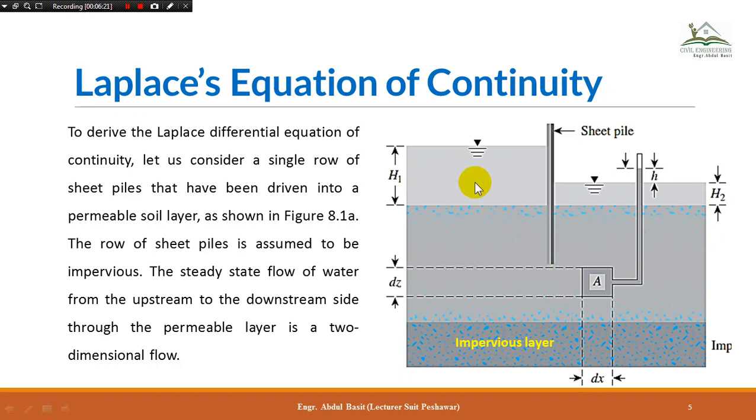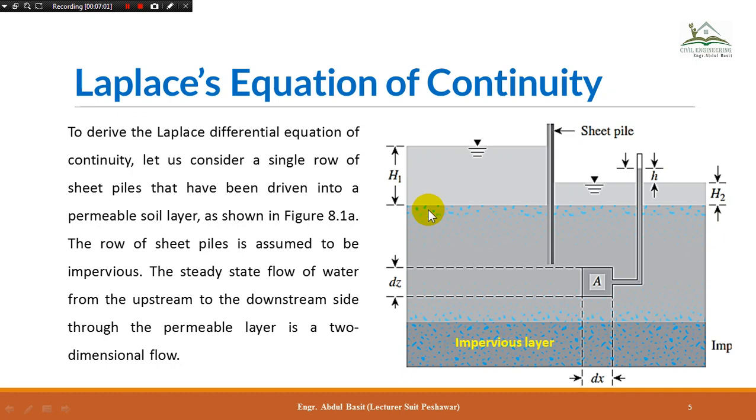For example, we have a soil that is present on the field, and we have installed a single sheet pile here to stop the flow, or the seepage, of water. On the upstream side we have a water level H1, and on the downstream side we have a water level H2. Initially, when there is no sheet pile, the water will follow this way, as my cursor is moving. But after the installation of this sheet pile, the water will follow this way.